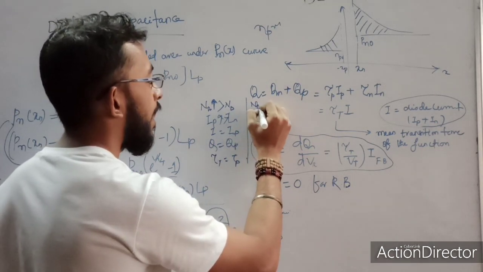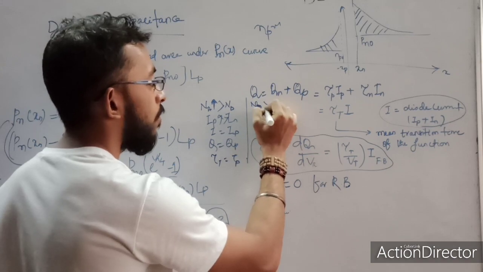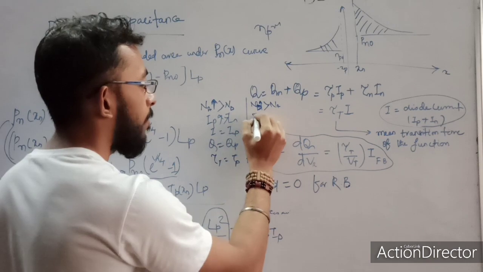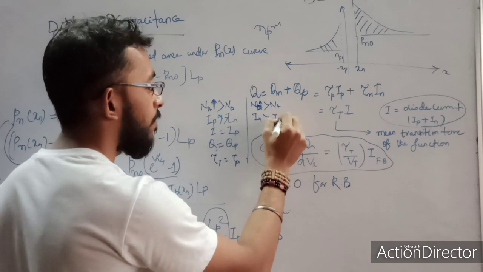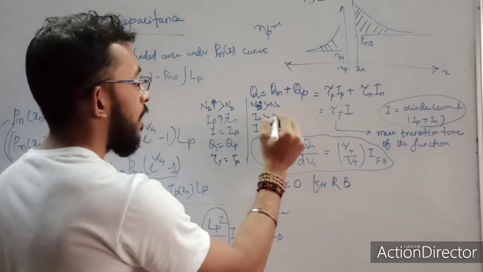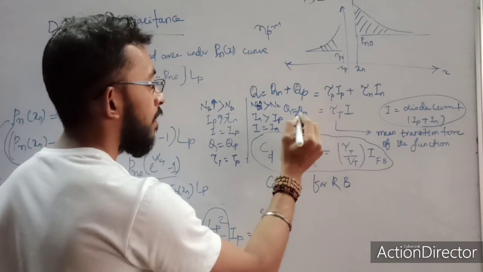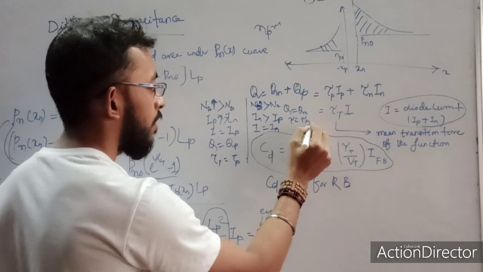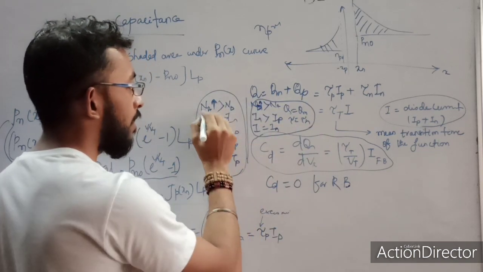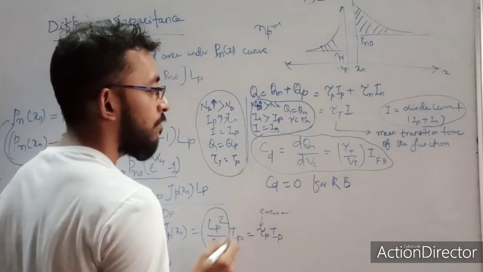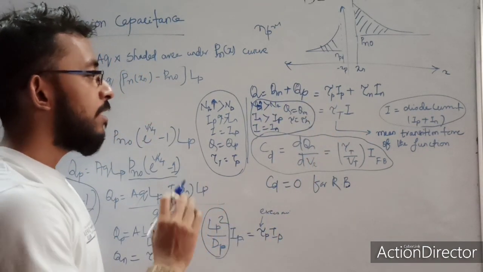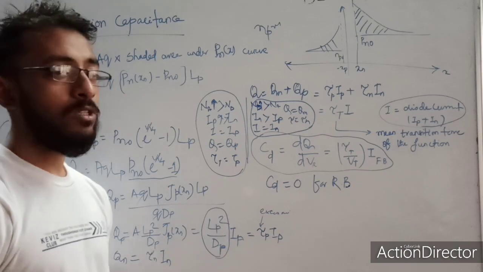Similarly, if I dope the donor side Nd more than Na, then what will happen? My In will be greater than Ip. Then my whole current is nothing but In, my Q will become Qn, and the tau will become tau n. So these are certain cases. Remember how these values change when I increase the doping. So these are the two capacitances present in a PN junction diode.